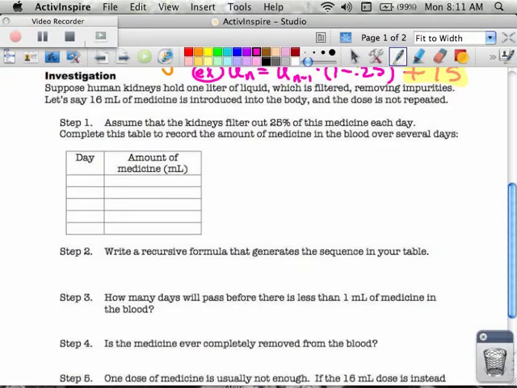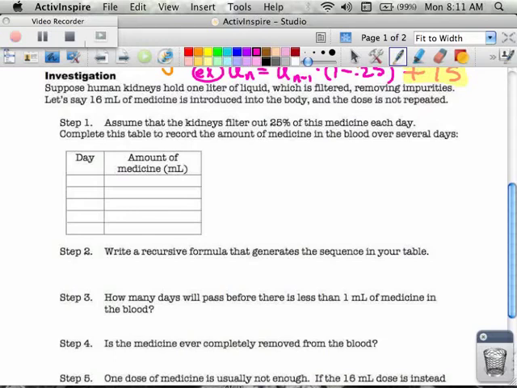So in this particular example, they talk about the human kidneys holding about a liter of liquid. And in this liter, you're filtering all your impurities out, and let's say about 16 milliliters of medicine is brought into your body. So you get a pill, a shot, something, and you do not repeat the dose. That means it's one time, you take the medicine, you're done. Let's say your kidneys filter out 25% of that medicine each day. So every day, 25% goes away. What we're going to do is talk about what this means long term for us.